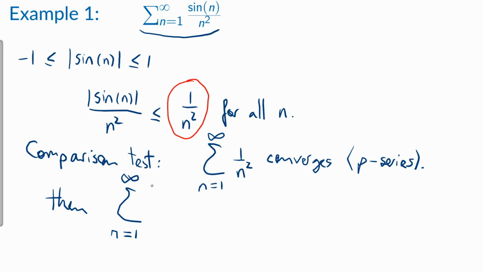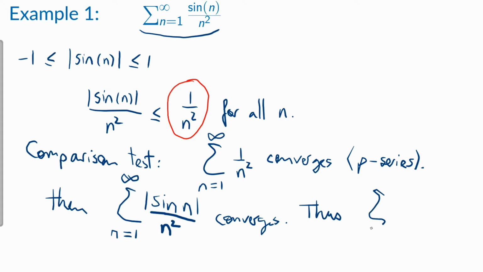of sine n over n squared is going to converge. Well, actually, look at the absolute value bars, it is going to converge. That follows by the comparison test and by the observation that we made at the end of the previous video, the series that we started with, the series from n equals 1 to infinity of sine n over n squared also converges.